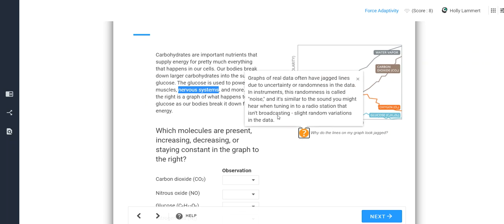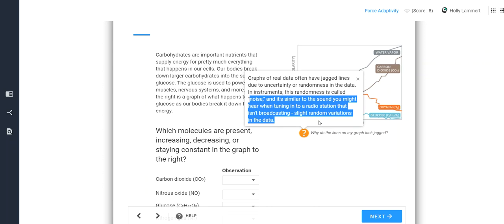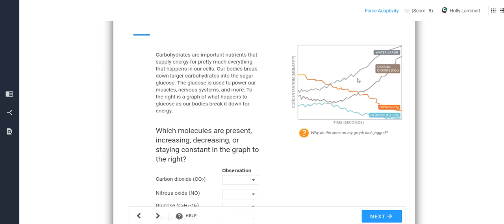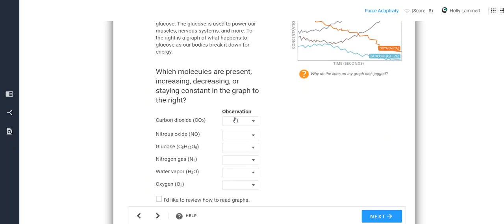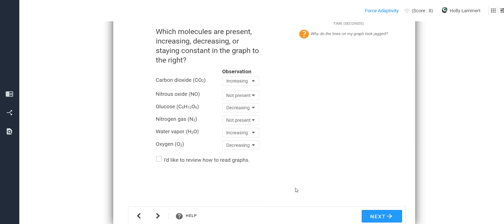So we can ask here, why are the lines looking jagged? They have jagged lines due to uncertainty or randomness in the data. In instruments, this randomness is called noise, and it's similar to the sound you might hear on a radio station that isn't broadcasting. Slight random variations in the data. That's a good explanation. Generally, as we read this graph from left to right on our x-axis, time increases. What happens to the concentration of, let's just look at the first line that's the most obvious, oxygen goes down, glucose also goes down, and at the same time, water goes up and carbon dioxide goes up. So now we can answer that here. Carbon dioxide is increasing, nitrous oxide is not present, glucose is decreasing, nitrogen gas not present, water vapor increasing, oxygen decreasing. All right, next.